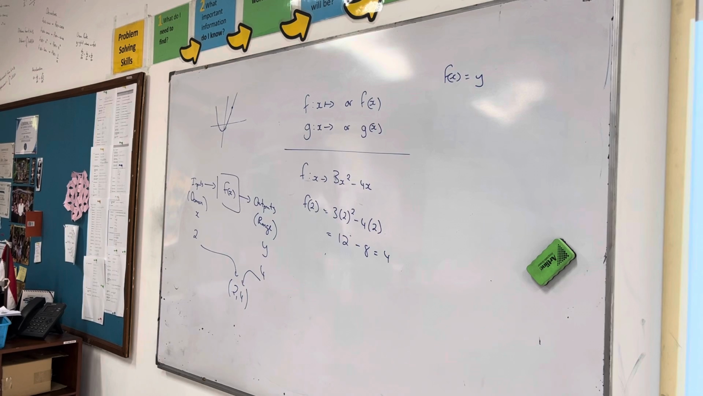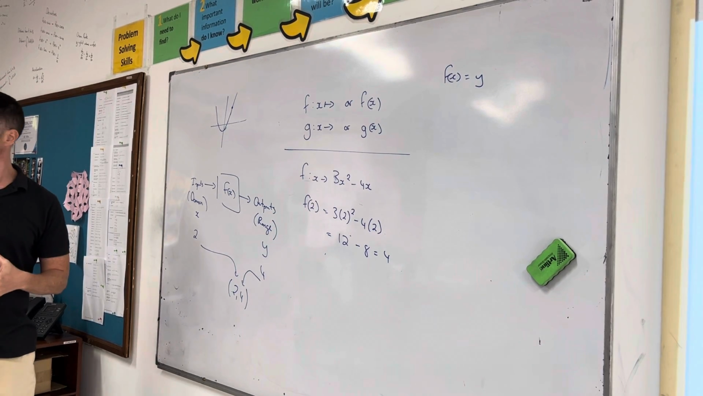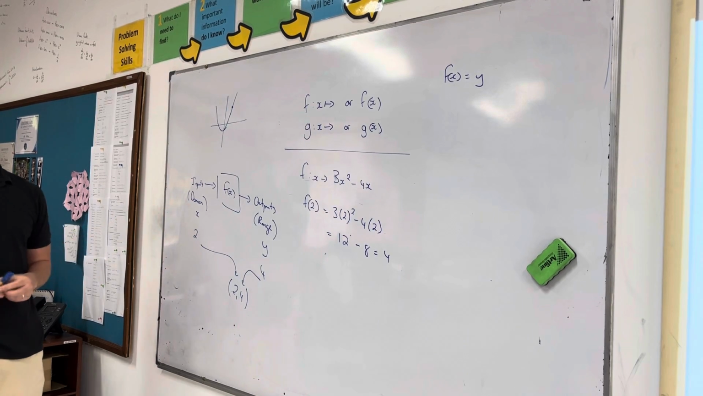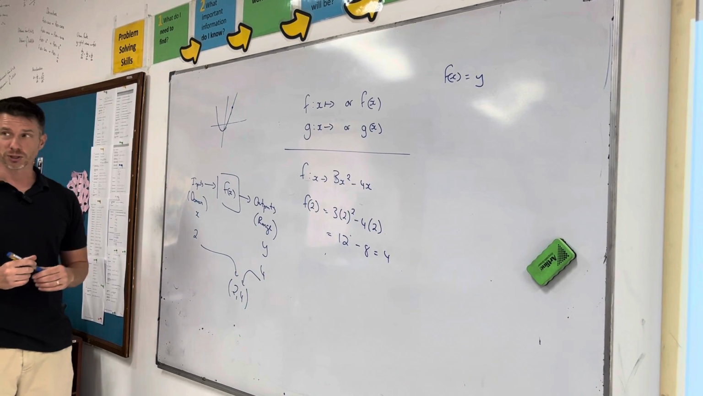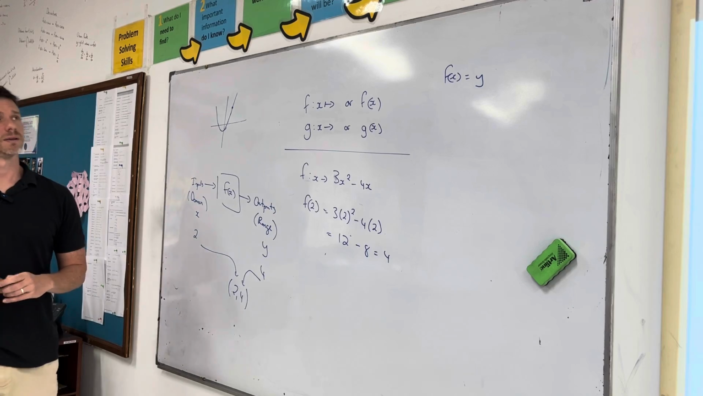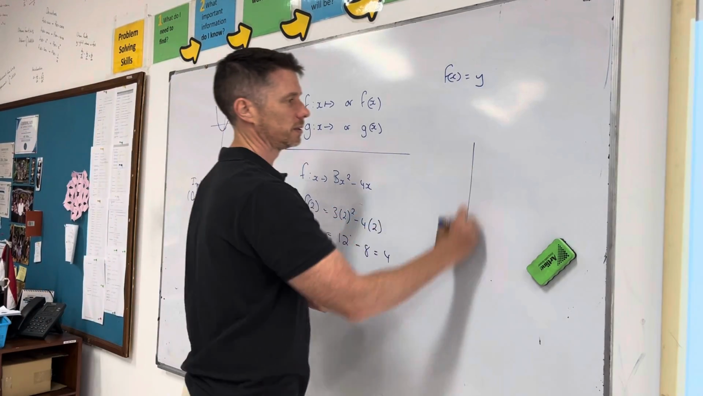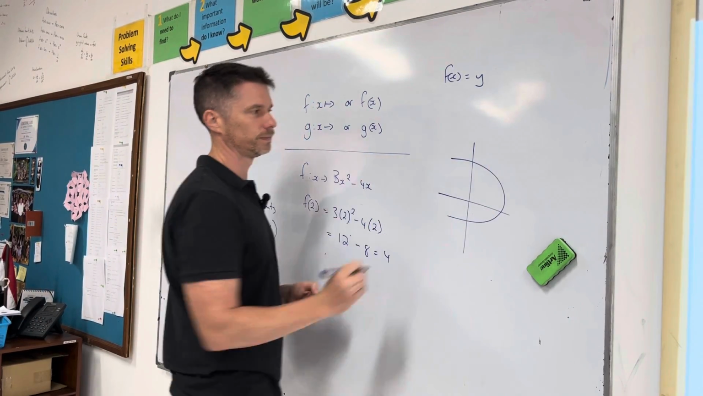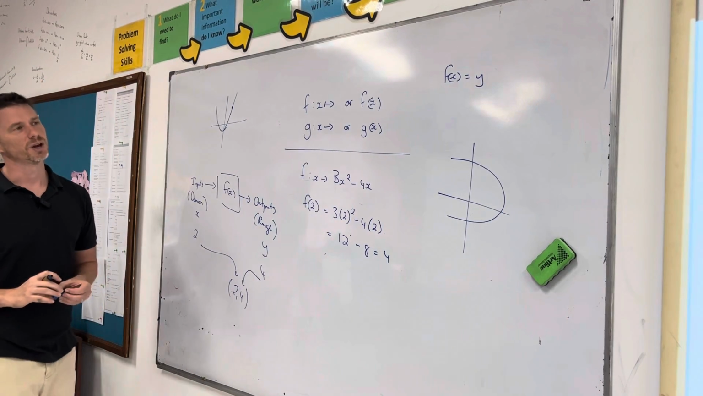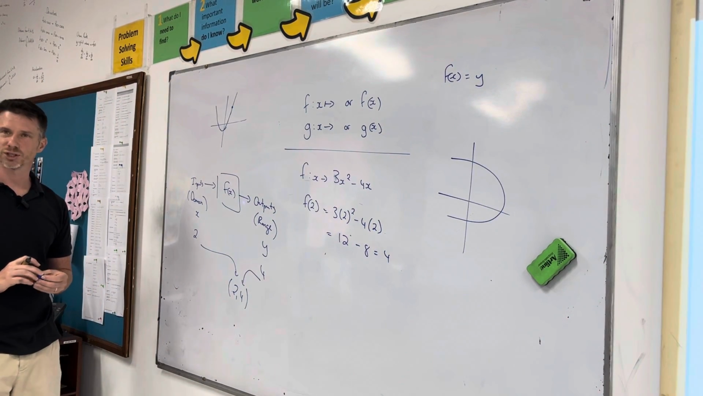Okay, so each function then has a different shape because it's got a different bunch of answers out when you sub in a different domain. Functions can't do this. That is not a function. It's something called a relation.